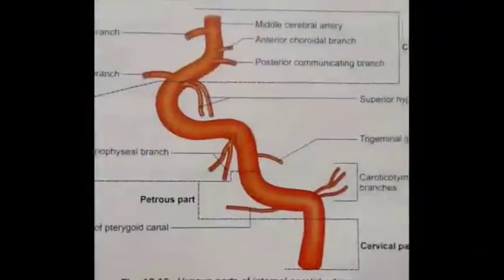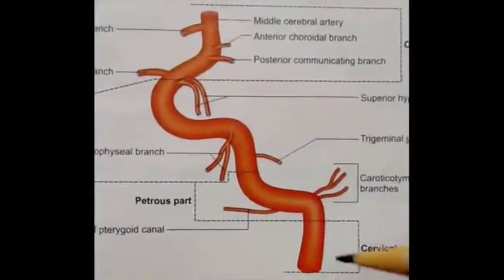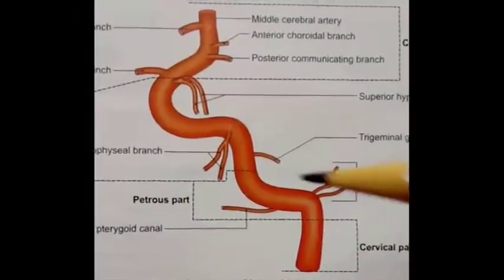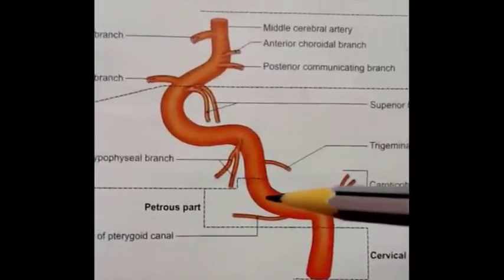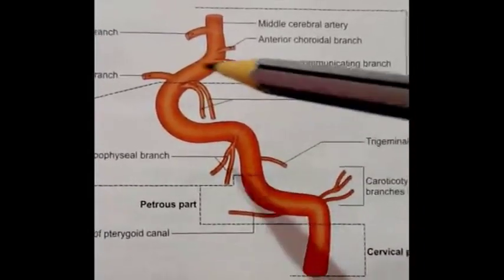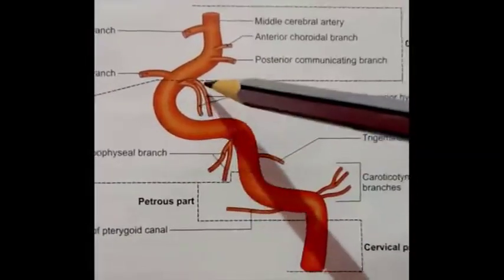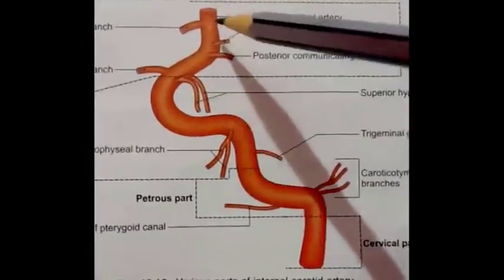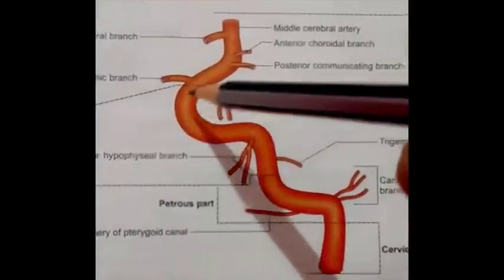This is the diagram showing the 4 parts of the internal carotid artery. First is the cervical part, present in the neck area. Next is the petrous part, present in the petrous temporal bone. Then the cavernous part, so this portion is the cavernous part of the artery, and the last part is the cerebral part of the artery. The cavernous part is that part which runs within the cavernous sinus.